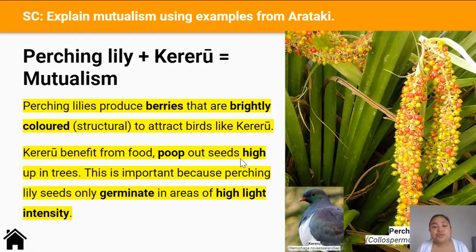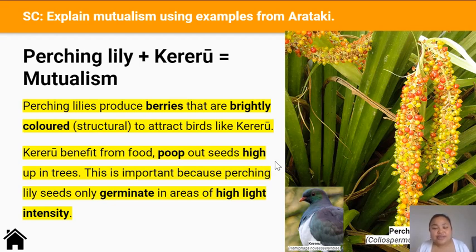There's also a mutualistic relationship between the perching lily and Kereru, and you probably guessed it, that perching lilies produce berries that are brightly coloured to attract birds like the Kereru because they have really good colour vision. Kereru benefit from food, and they poop out seeds high up in trees. This is important because perching lily seeds only germinate, they only start growing in areas of high light intensity, such as high up in tree branches.